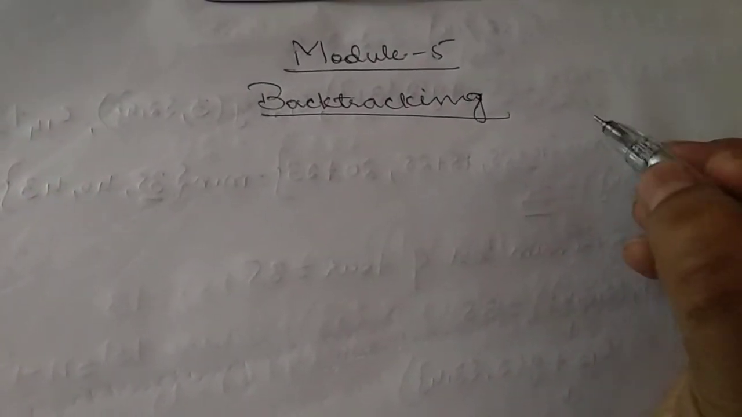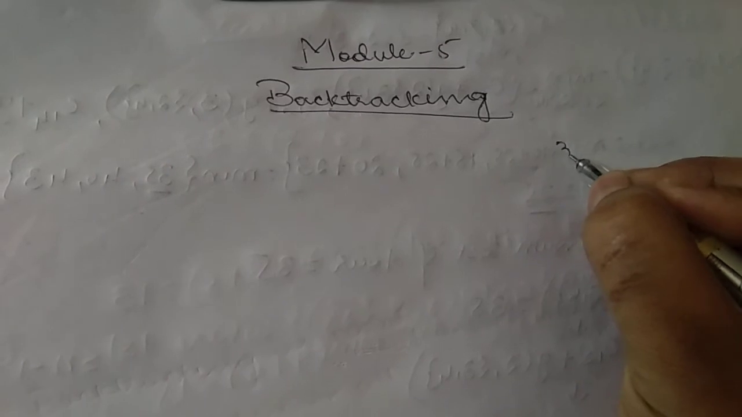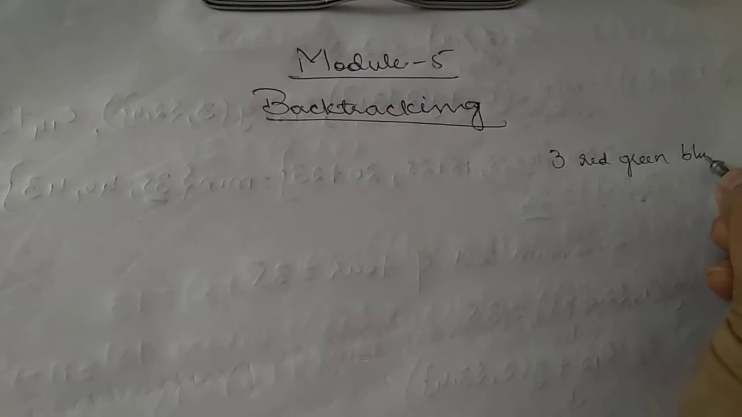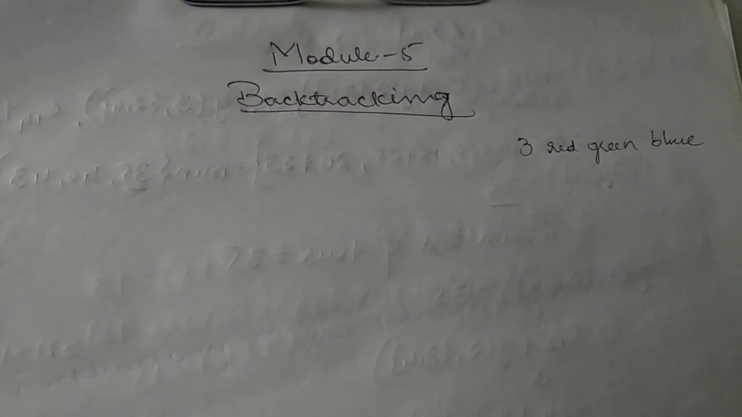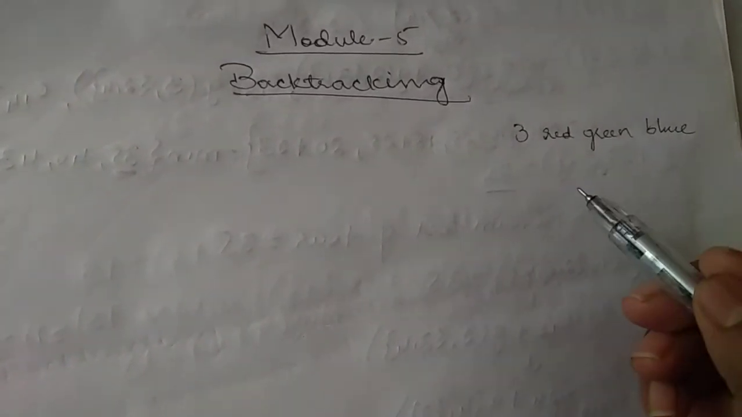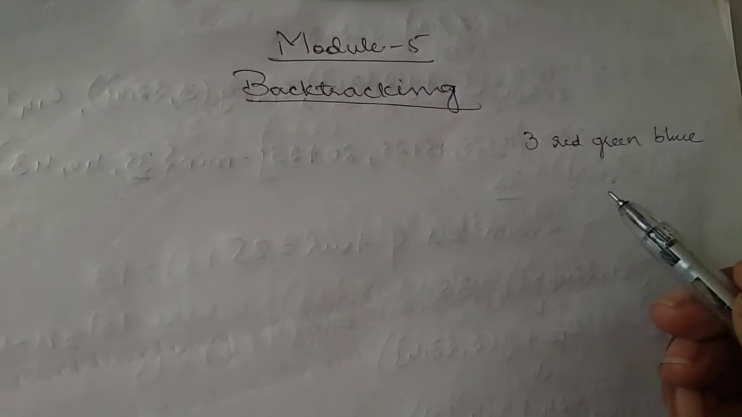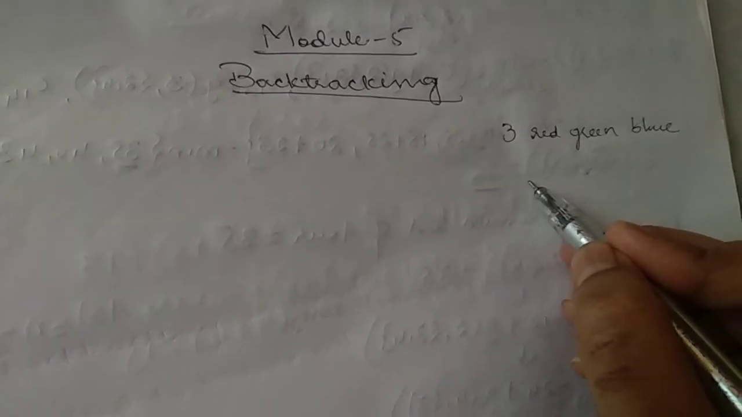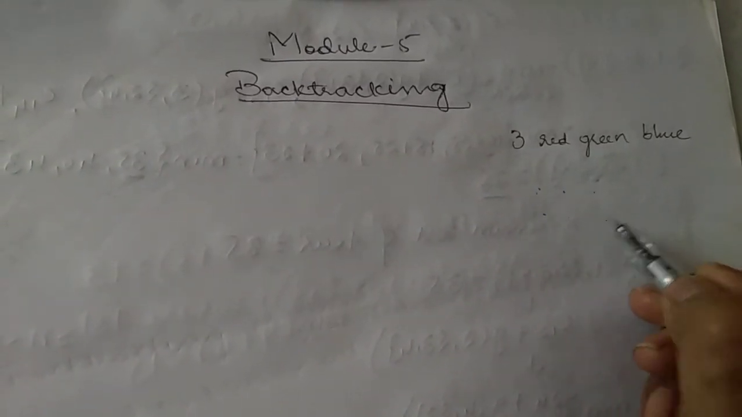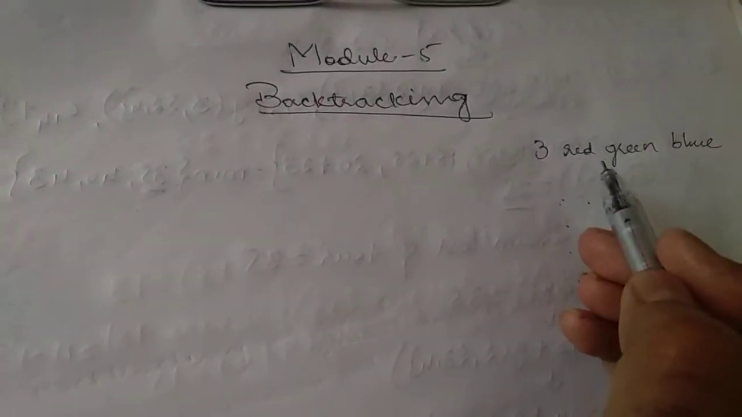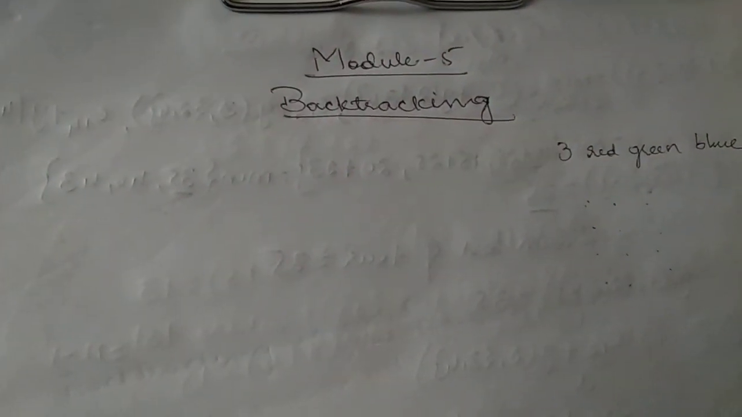See, for example, there are three balls of color red, green and blue. You have to arrange these three balls in different ways. You can arrange them in different ways, is it not? If you take the nCr formula, then you can come to know how to arrange this. I can put red, green, blue, or red, blue, green, or green, red, blue, green, blue, red, like that. I can arrange it in so many different ways. Such kind of problems will be solved by using backtracking.